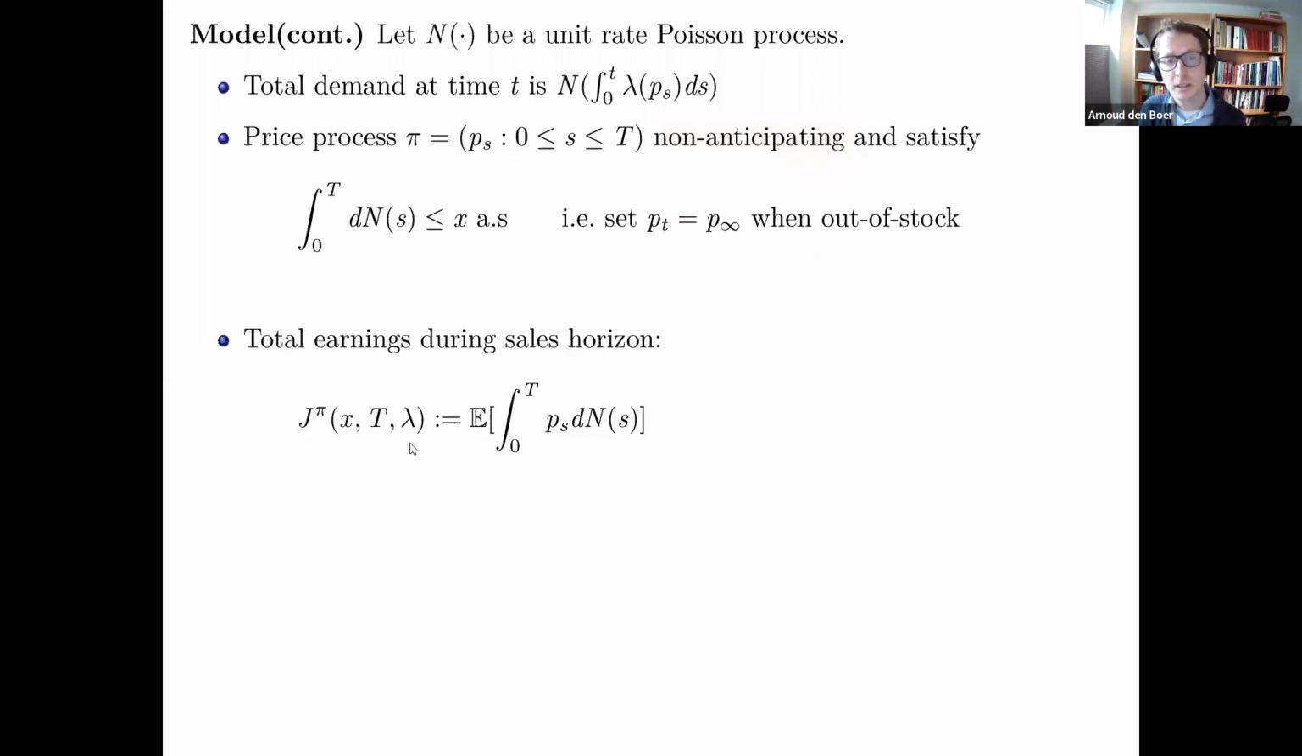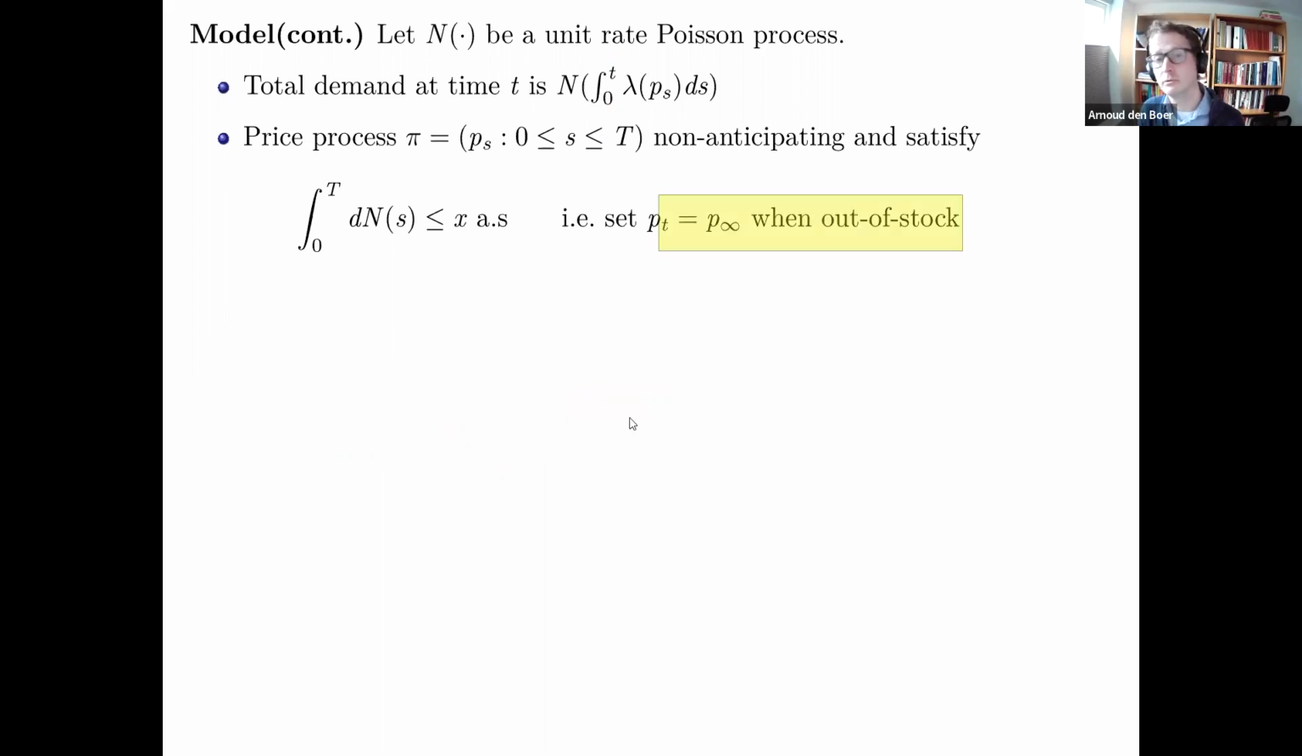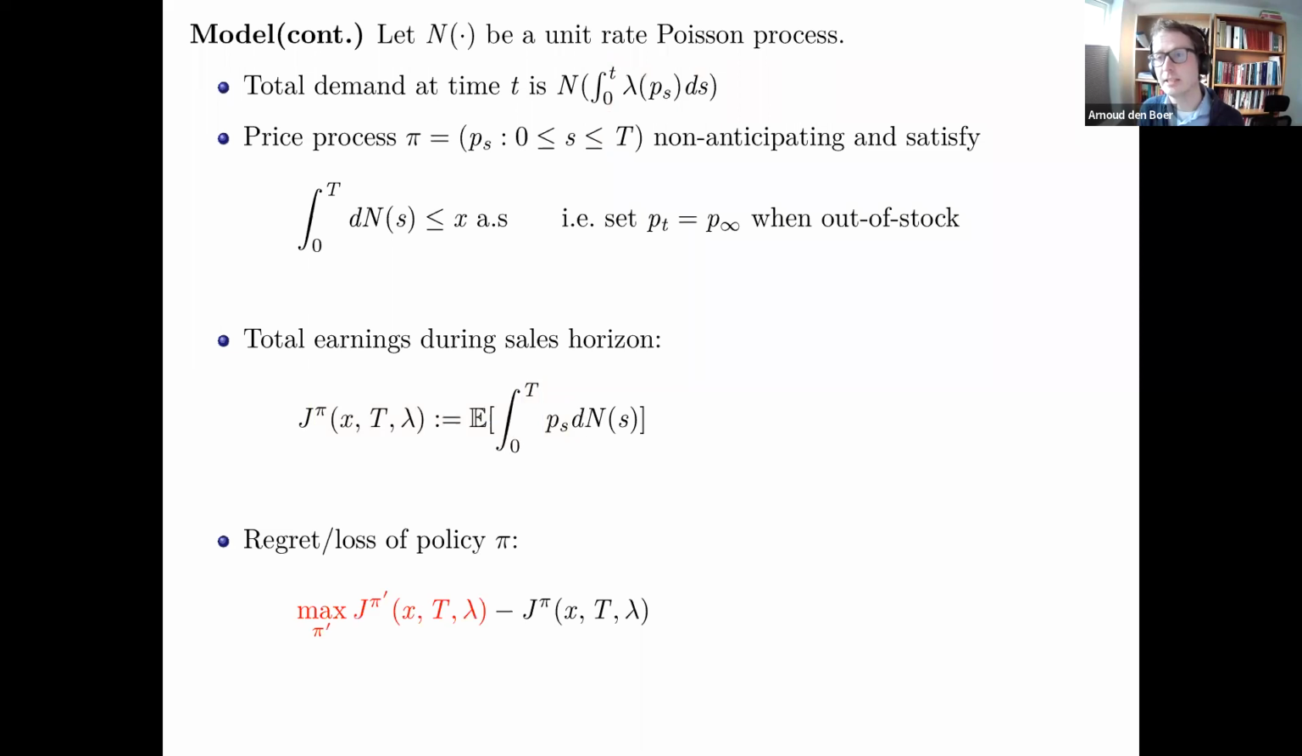Now, to formulate that, we have here our demand rate as function of price at time point S. So the total demand is Poisson. You can write this as a unit rate Poisson process N, and then my demand at time T is N evaluated in this integral. And then my revenue, that's what I earn. I take the expectation of the integral over my time horizon of my price whenever there is an arrival. So that's this dN of S.